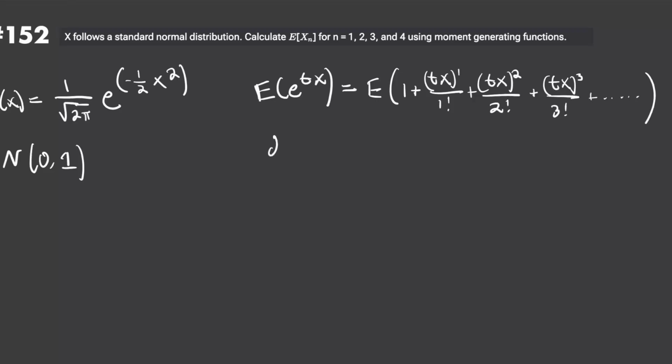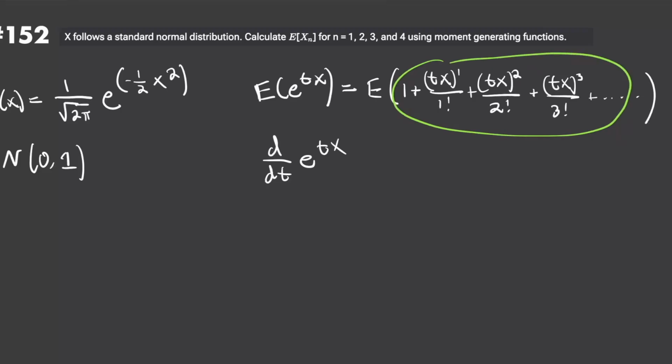So when I take the derivative with respect to t of e to the power of tx, it's like I'm taking the derivative with respect to t of this whole Taylor series expansion here. When you do that, this term right here will go away. It doesn't have a t in it, it's a constant. Then this term right here will end up being x on 1 factorial. That was this term. And for this term, we're going to have x squared times 2t divided by 2 factorial. These 2's are going to cancel, and so on.